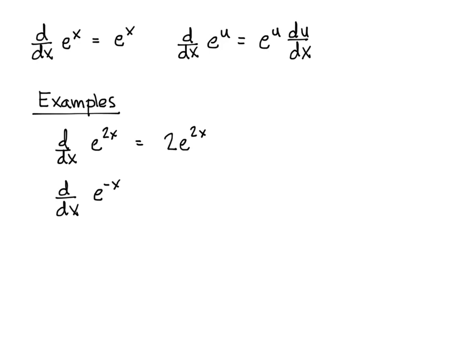E to the negative x, we keep the e to the negative x, and then we multiply by the derivative of negative x, which is negative 1, so the derivative here is negative e to the negative x.